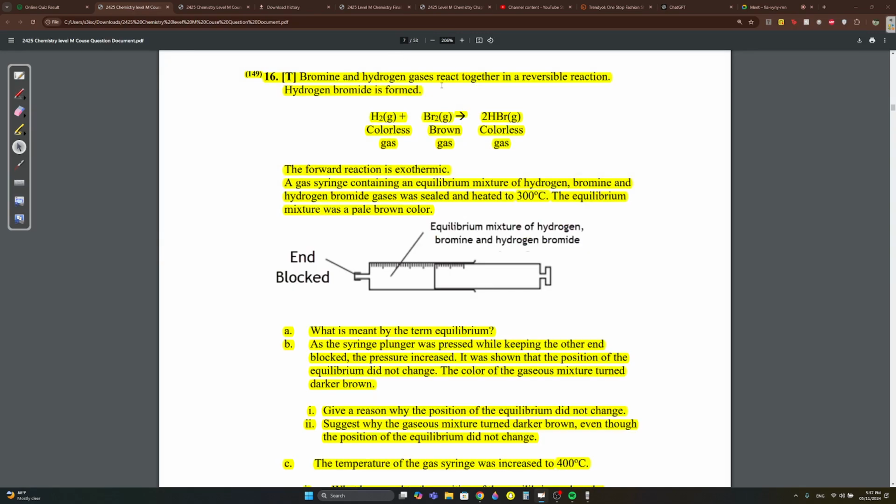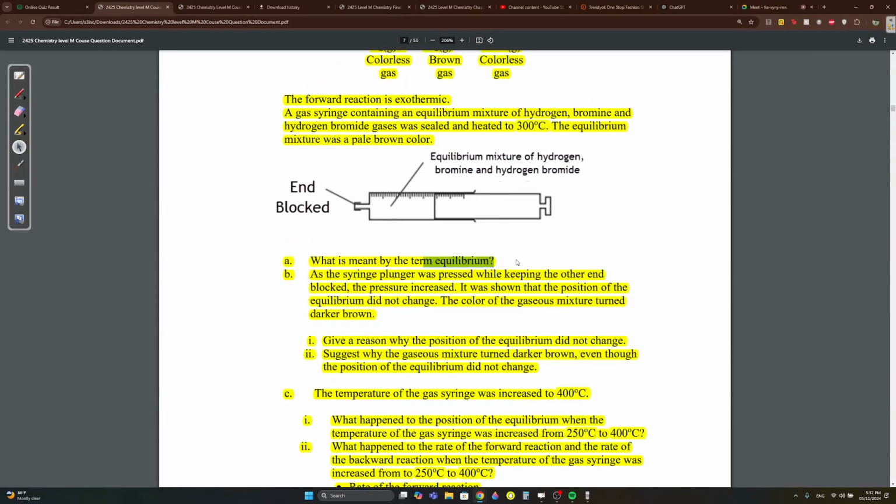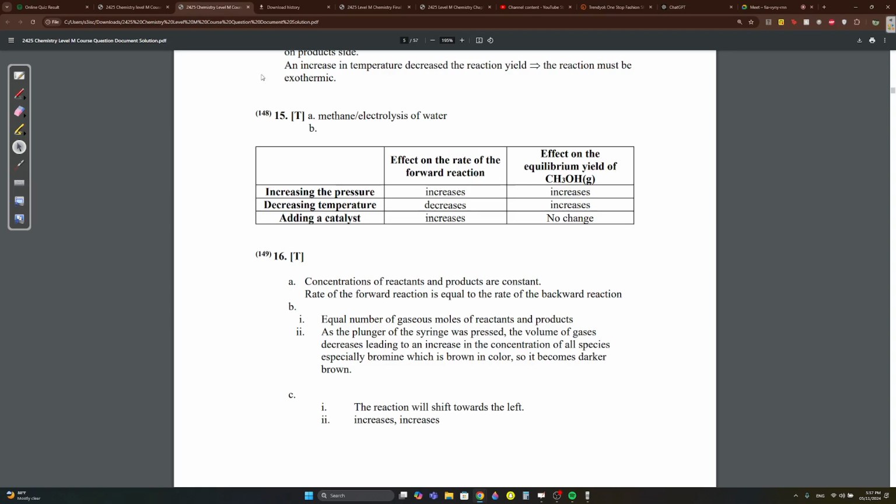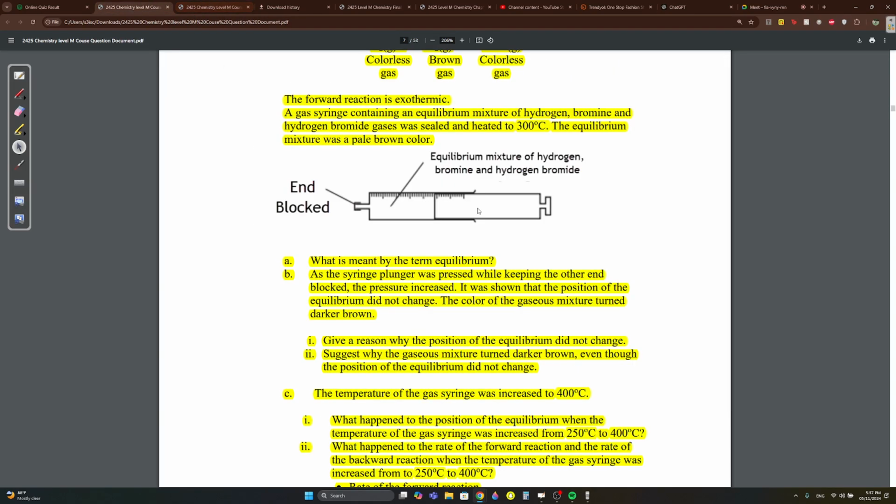Bromine and hydrogen gases react together in a reversible reaction. Hydrogen bromide is formed. The forward reaction is exo, with a gas syringe containing the equilibrium mixture. What is meant by the term equilibrium? The concentrations of the reactants and products are constant and the rates are equal. Memorize it like this: what does equilibrium mean? Concentrations stay constant, rates are equal.